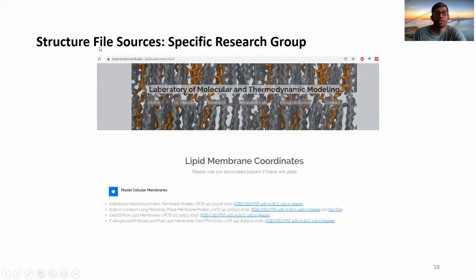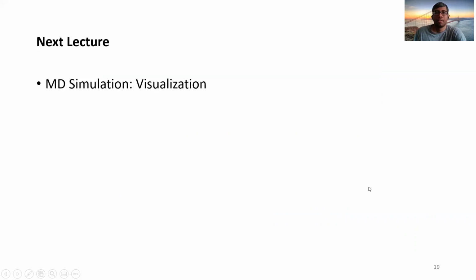And this is an example of a structure file source from a specific research group. For example, this is the JBKL lab of molecular and thermodynamics modeling, which has deposited many lipid membrane coordinates that they have worked on, and you can download them from there in different formats like PDB, CRD, PSF. So that's how we can get or make our structure files. And in the next lecture, we will talk about visualization of the simulation.